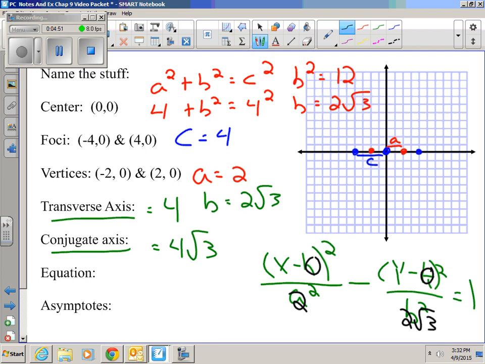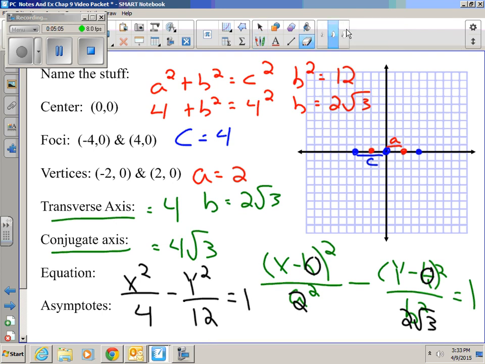So, our equation is going to be x squared over 2 squared, which is 4, minus y squared over 2 root 3 squared, which is 12, and that's equal to 1. Let me quickly get rid of some of our work.